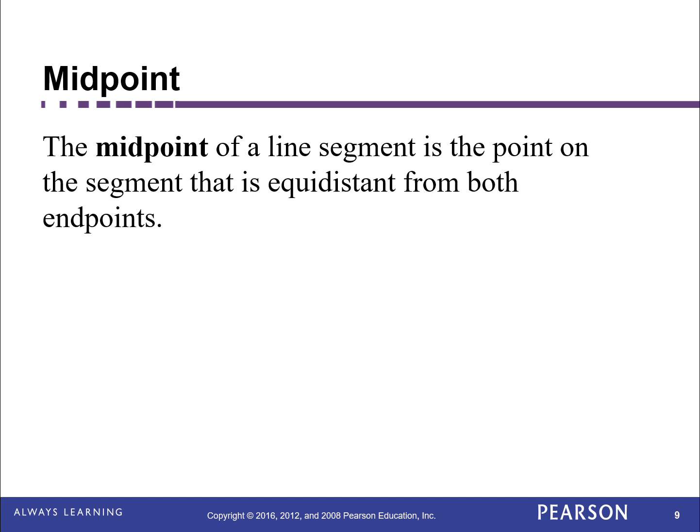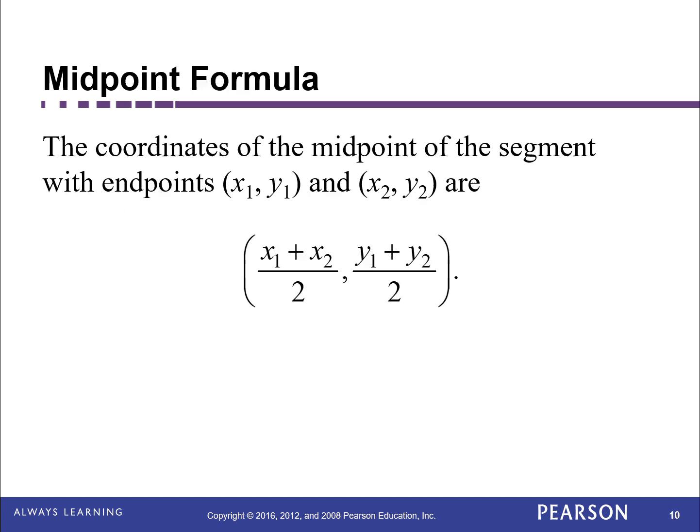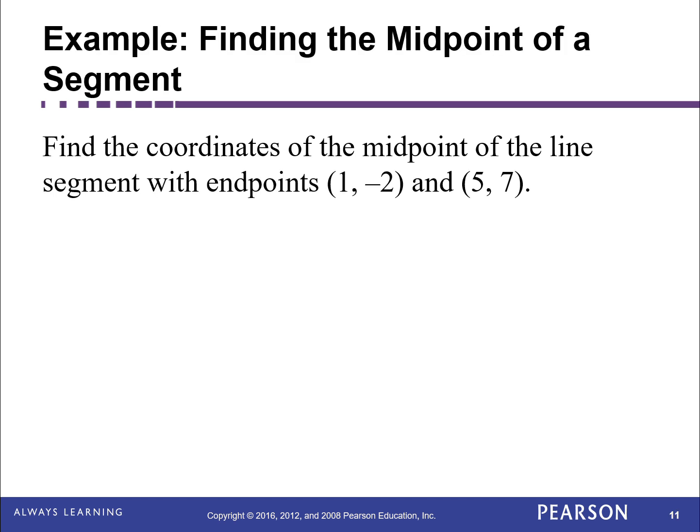Okay. The midpoint of a line segment is the point on the segment that is equidistant from both points. So we also have what's called here the midpoint formula. The coordinates of the midpoint of the segment with endpoints (x1, y1) and (x2, y2) is ((x1 plus x2) all over 2, comma, (y1 plus y2) all over 2). Essentially just taking the averages of both of those points.